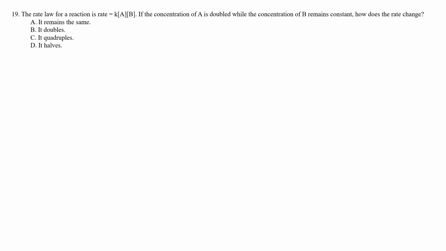Question number 19. The rate law for the reaction is rate is equal to rate constant times A concentration times B concentration. You can see in this given rate law, the order in terms of A is 1 and the order in terms of B is 1. Now the question is, if the concentration of A is doubled while the concentration of B remains constant, how does the rate change? Then the rate is proportional to the A concentration. That is, the order of A is 1. When A concentration doubles, the rate also doubles.